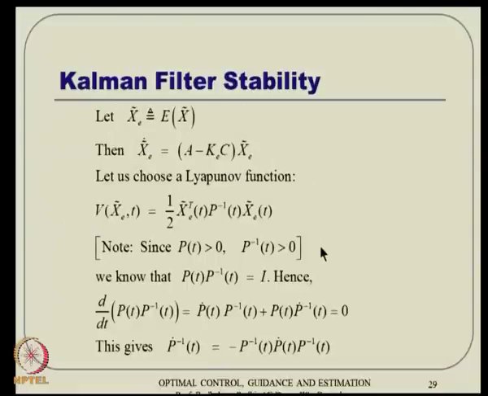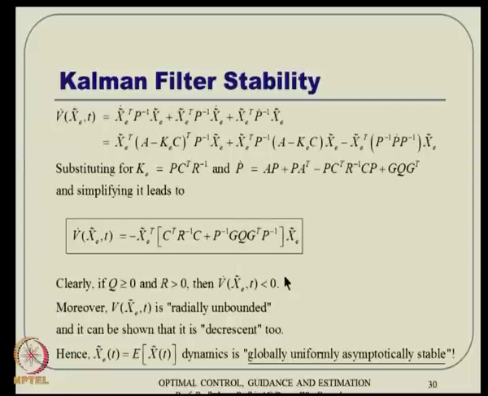But it also turns out that the way we selected V is also radially unbounded. And it is also shown that it is a decrescent function. These are all concepts from nonlinear control theory. Those of you who are interested can see some books on that, or you can see my other course where we talked a little bit on Lyapunov theory. There are a couple of lectures there, and you can see some of those lectures to see some of these concepts.